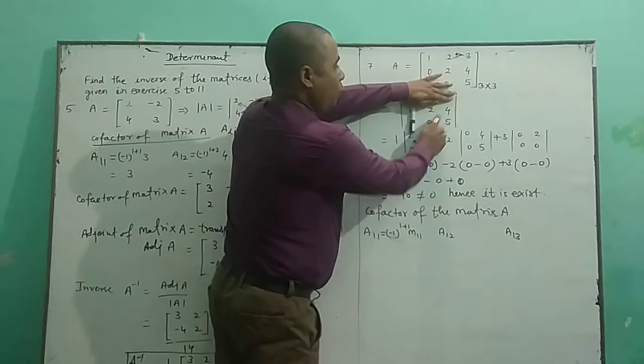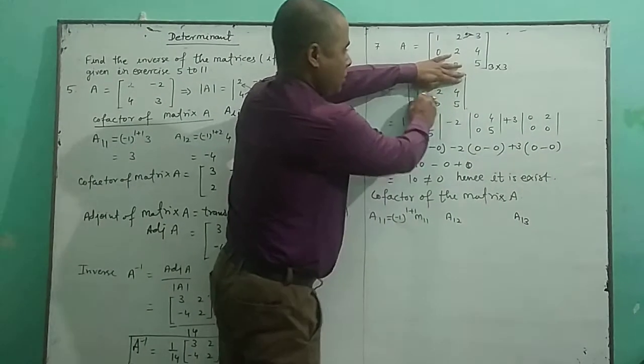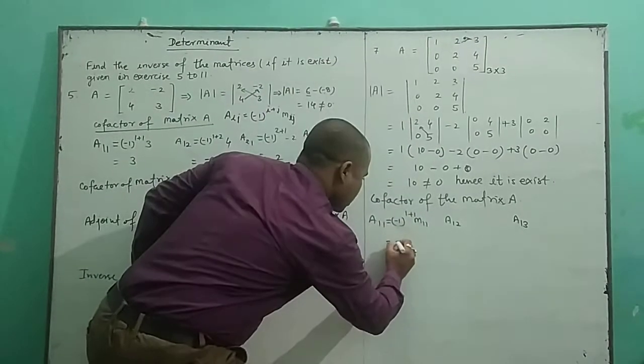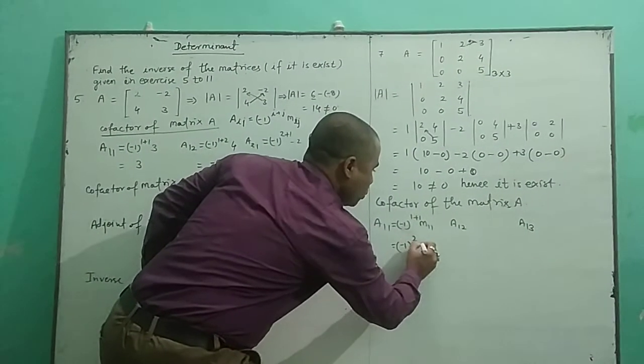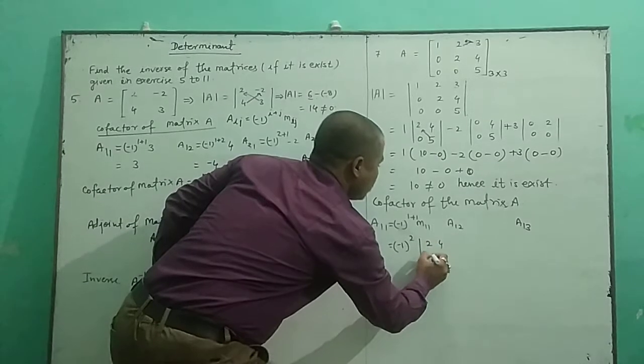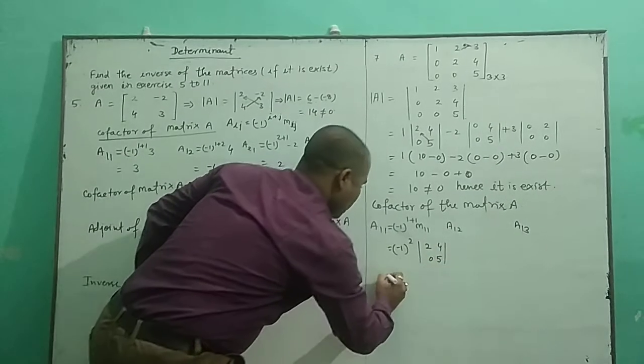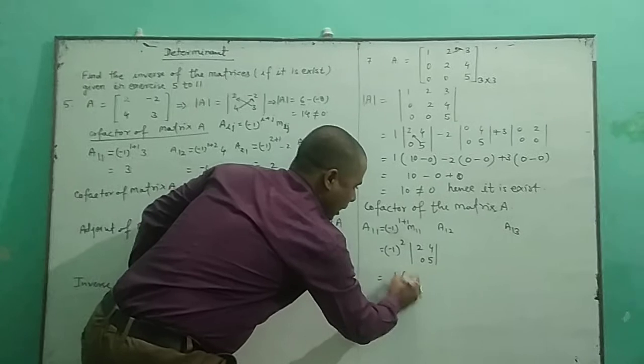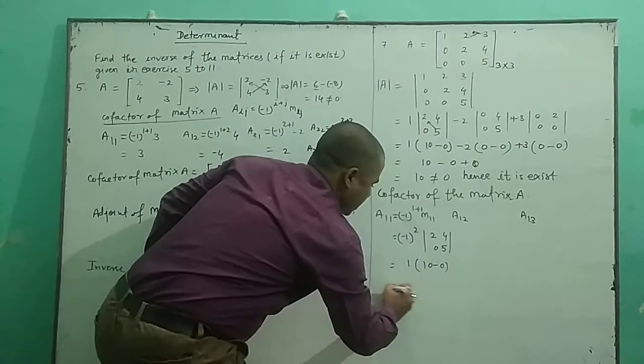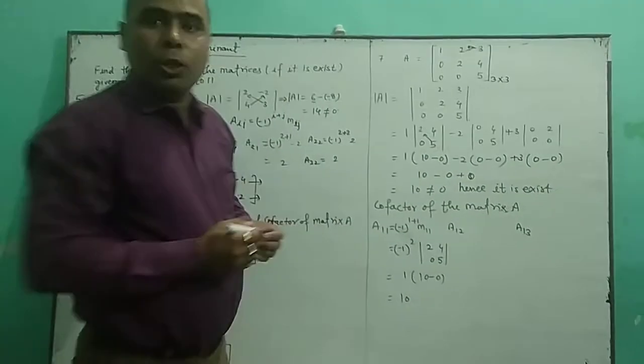This is the value 2 4 0 5. 2 5 are 10 minus. Now I have to write here minus 1 to the power 2. It means 2 4 0 5. Solve this one, 10 minus 0. It means A11, the value of A11 is 10.